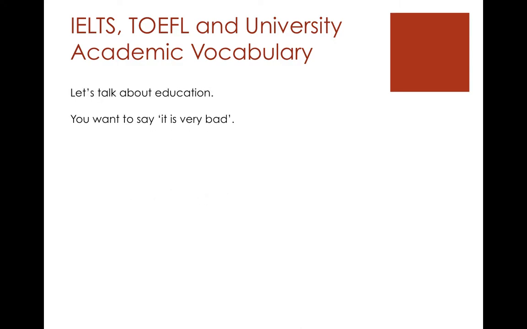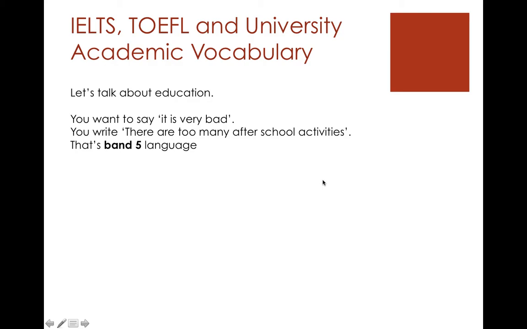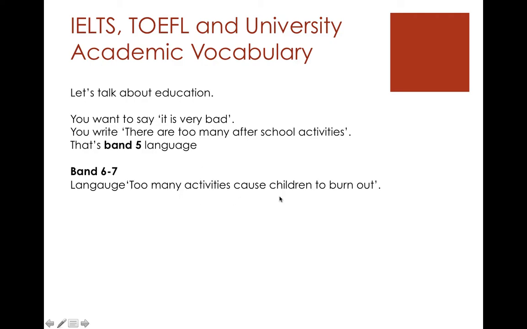Now let's take a look at education. You want to say it's very bad. You write, there are too many after-school activities. That's band 5, too many. Band 6 or 7: too many activities cause children to burn out. So you have a nice phrase there.